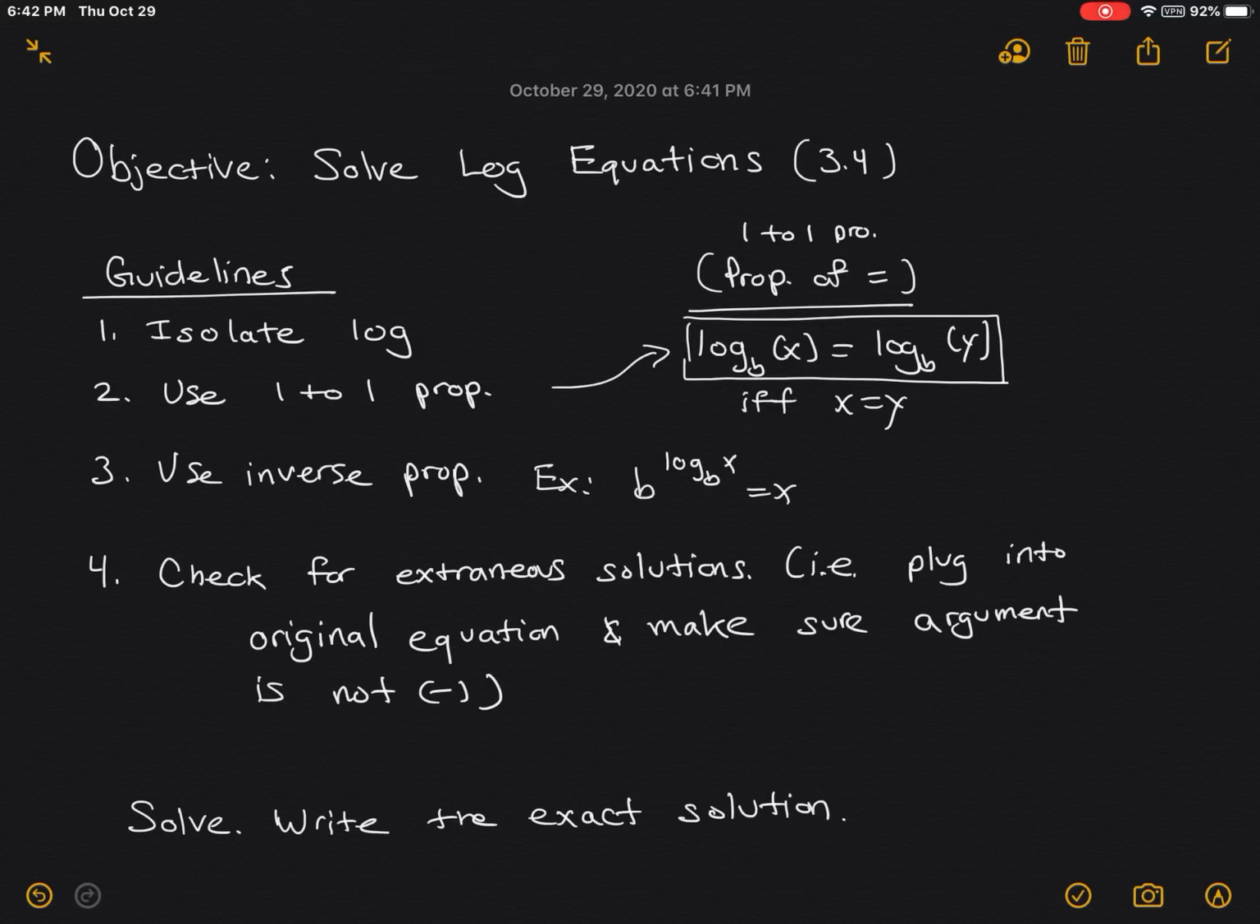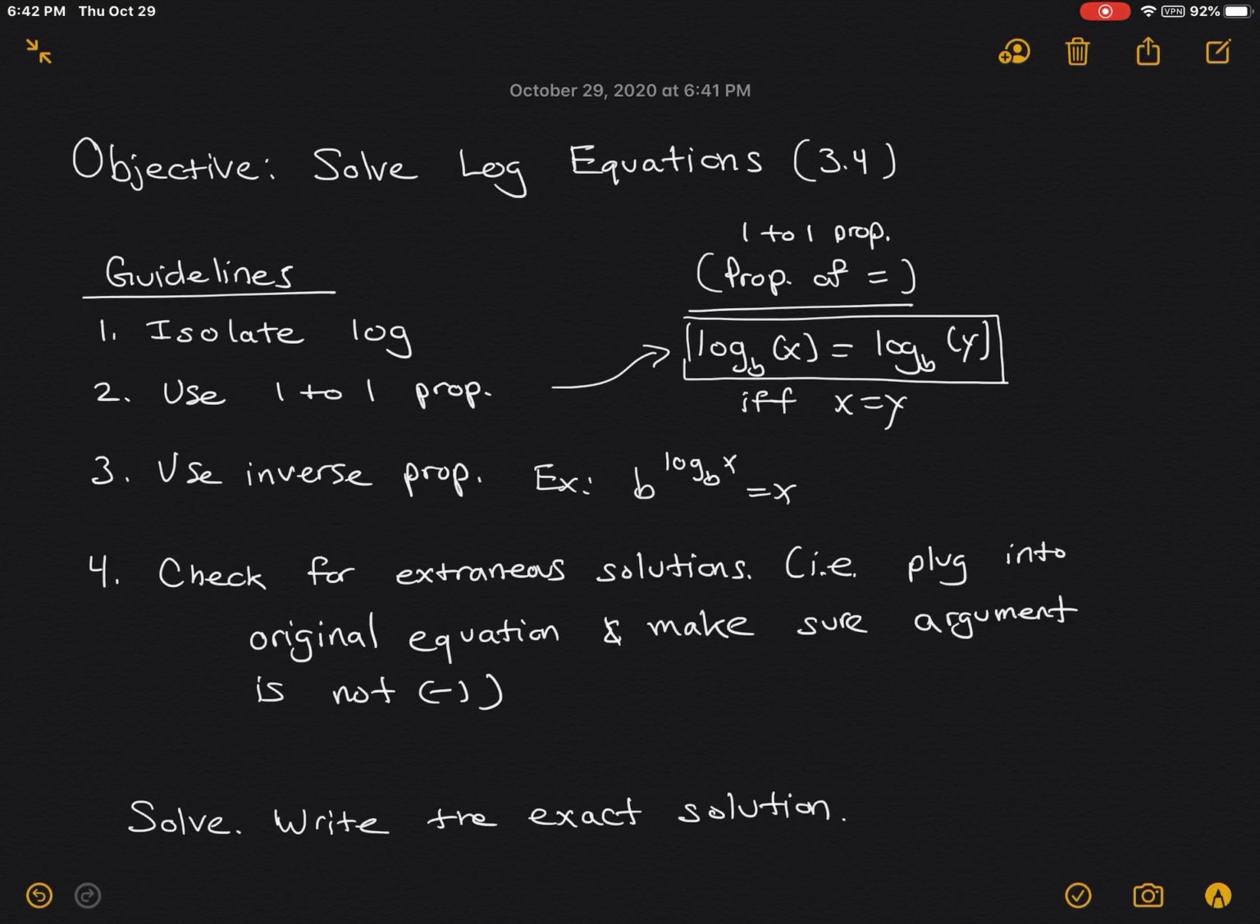Okay, so in the second part of 3.4, it involves solving log equations. And if you take a look at the guidelines, they're almost similar, if not near identical, to the guidelines for solving exponential equations. In general, you want to isolate the log if possible, if necessary. And after you get the log by itself, sometimes you either use the one-to-one property.